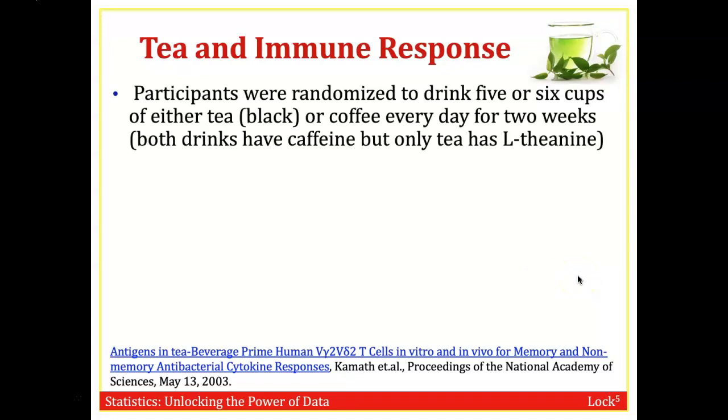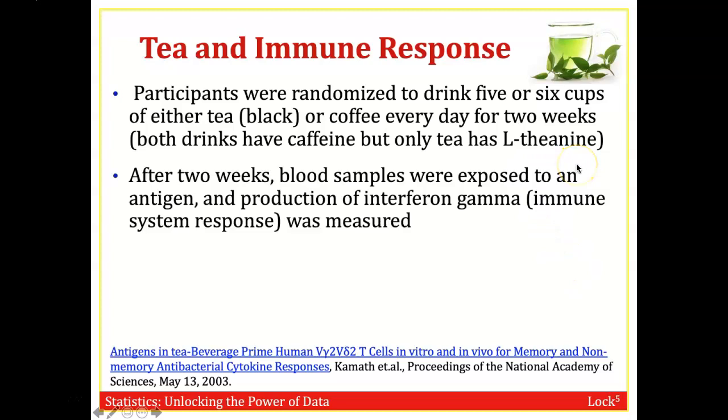And in this particular experiment, participants were indeed randomly assigned to two groups. First is to drink 5 or 6 cups of either tea or coffee every day for 2 weeks. Alright, so either tea or coffee. Both drinks have caffeine, but only tea has L-theanine. So after 2 weeks, blood samples were exposed to an antigen, and production of interferon gamma, the immune system response, was measured. So we want to see whether there was a difference between the two groups.